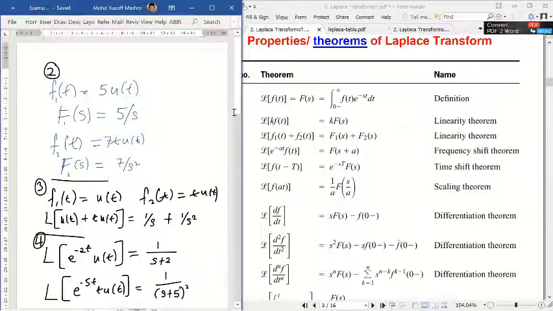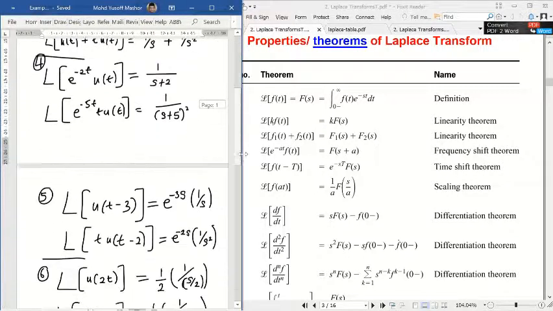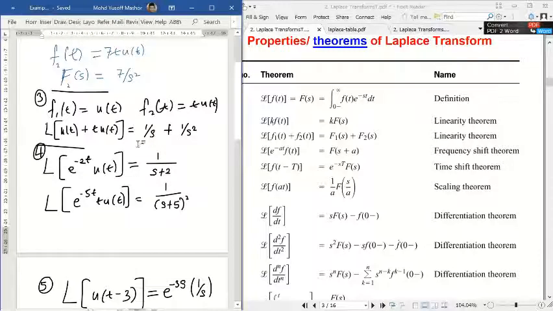So for example, let's say you have this function u(t), the step function again, multiplied by this exponential function. You know that the step in the Laplace domain is just 1 over s. So in place of s, you replace it with s plus the power of this exponential, which in this case is equal to 2. So the equivalent Laplace transform for this is equal to 1 divided by s plus 2. Let's try another one.